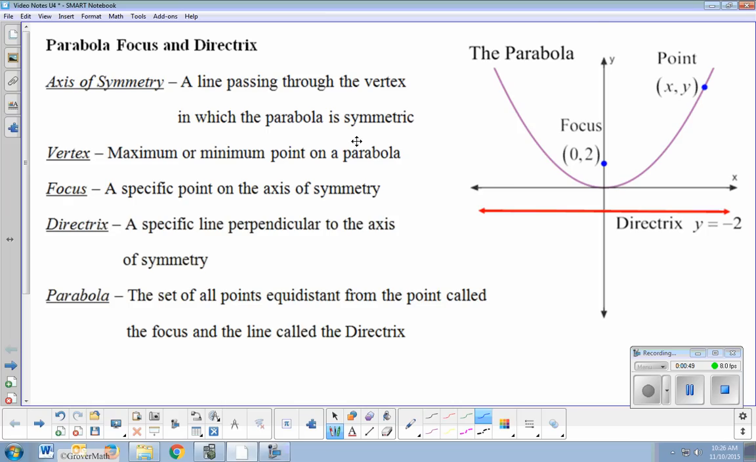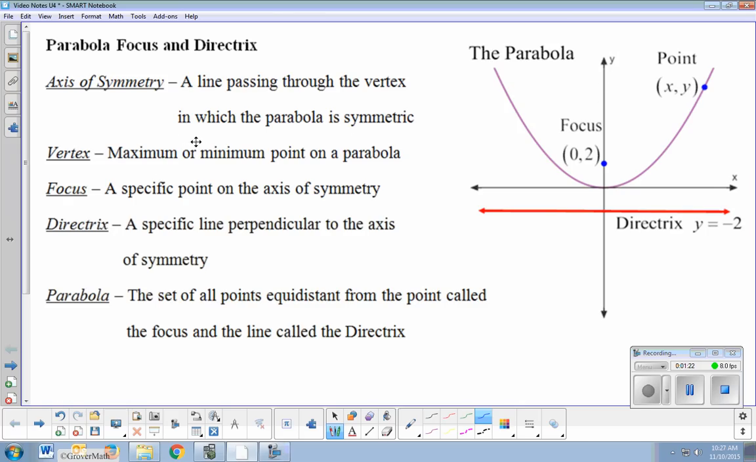The axis of symmetry, that's a vertical line. Well, it's vertical if your parabola is like this. A parabola could be on the side, but it's a line passing through the vertex in which the parabola is symmetric. So in purple here, I have the parabola, and the y-axis for this case is the axis of symmetry. And if I were to fold over the y-axis, the parabola would reflect or fold onto itself. So it's symmetrical across that. It's a mirror image with the axis of symmetry, in this case the y-axis, acting as the mirror.